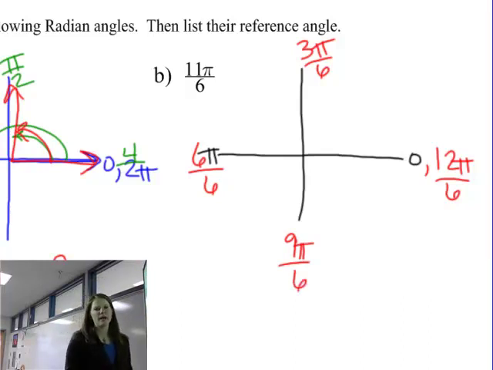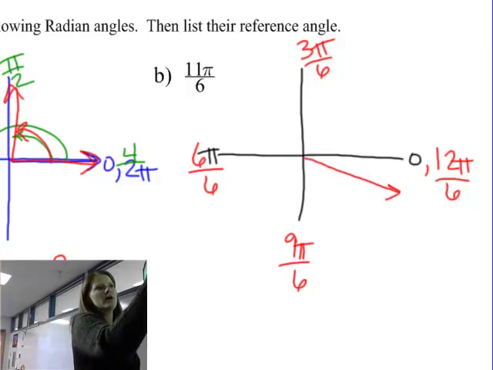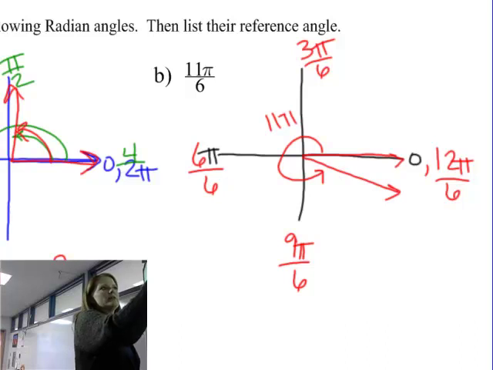Okay, let's go back and look. We needed 11 pi over 6s. Well, that's clearly between 9 and 12, probably a little closer to the 12. So my angle will start here. It will go counterclockwise all the way around, and it will be at 11 pi over 6.